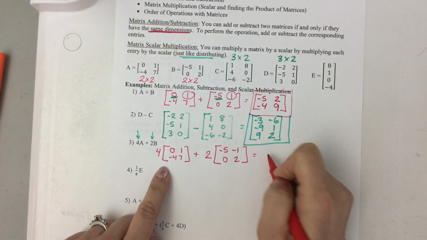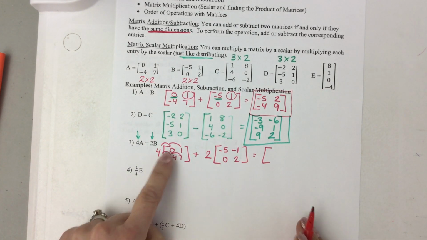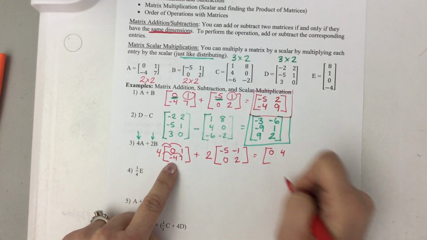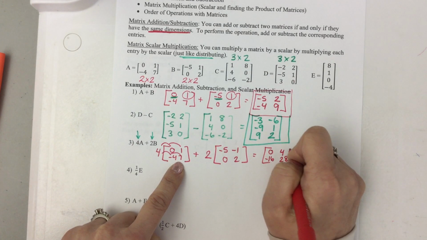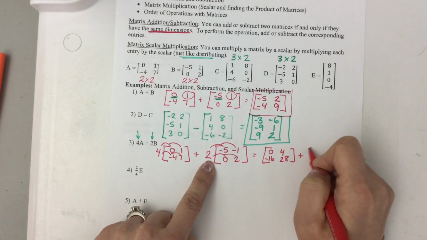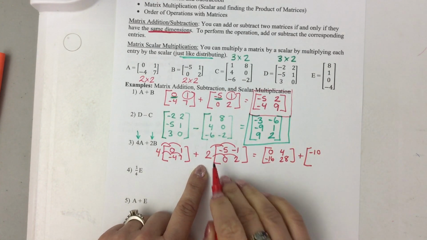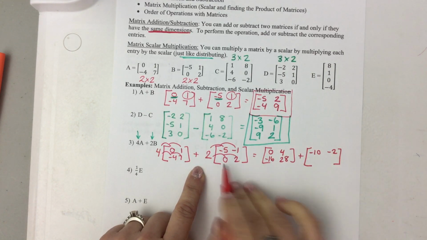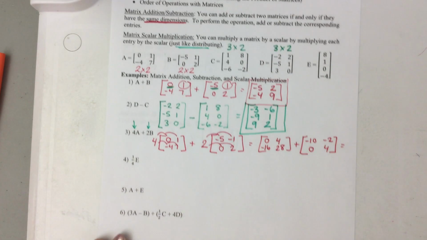So we multiply first. This 4, it's just like you're distributing. It goes to everything. 4 times 0 is 0. 4 times 1 is 4. 4 times negative 4 is negative 16. 4 times 7 is 28. Plus, now here I take a 2 and I bring it into everything. 2 times negative 5 is negative 10. 2 times negative 1 is negative 2. 2 times 0 is 0. 2 times 2 is 4. So I did the multiplying.